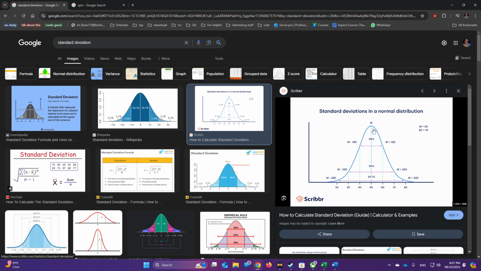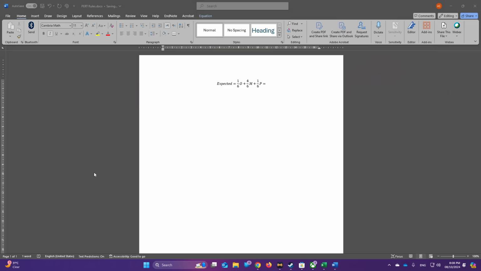So the most likely will take 4 out of 6. The optimistic and the pessimistic will both take 1 out of 6. So we have 1 out of 6, 4 out of 6, and 1 out of 6, which, if you sum them together, complete one whole. Therefore, we have the following equation.